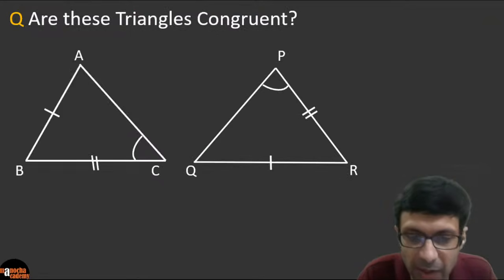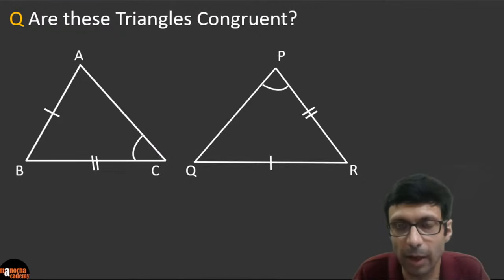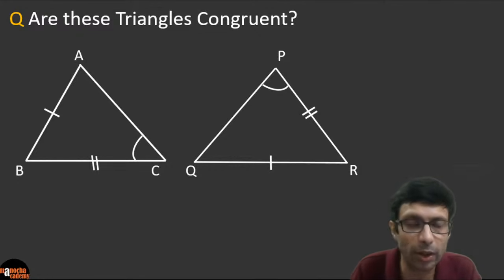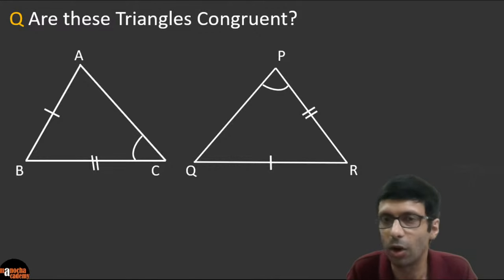Now let's go ahead and try this. Are these triangles congruent? Can you tell me? If you take a look at these triangles, are they congruent or not? I'd like you to think of the two conditions that we know, SSS or SAS.